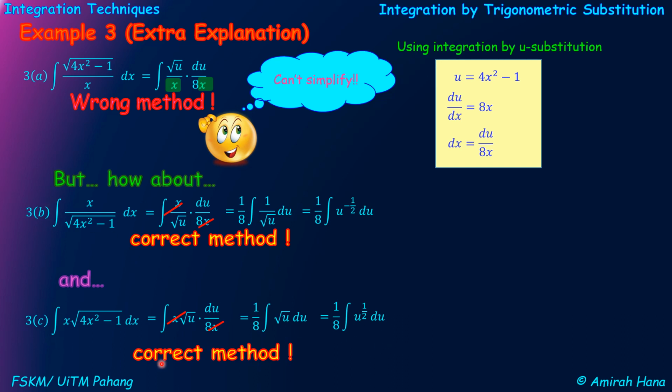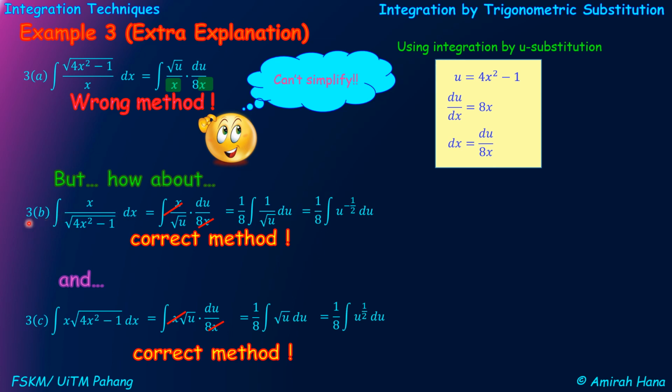So 3b and 3c are the correct method when we use u substitution because we can simplify variable x and we successfully write all terms containing u and du only, with no more variable x. So for 3b and 3c we can use integration by u substitution. But for example 3, which we named 3a just now, we cannot use u substitution because we cannot simplify variable x from the given question. If we want to use u substitution, we need to simplify the original variable and write everything in terms of u and du. But if we can't simplify, maybe we chose the wrong method or maybe we chose the wrong u.